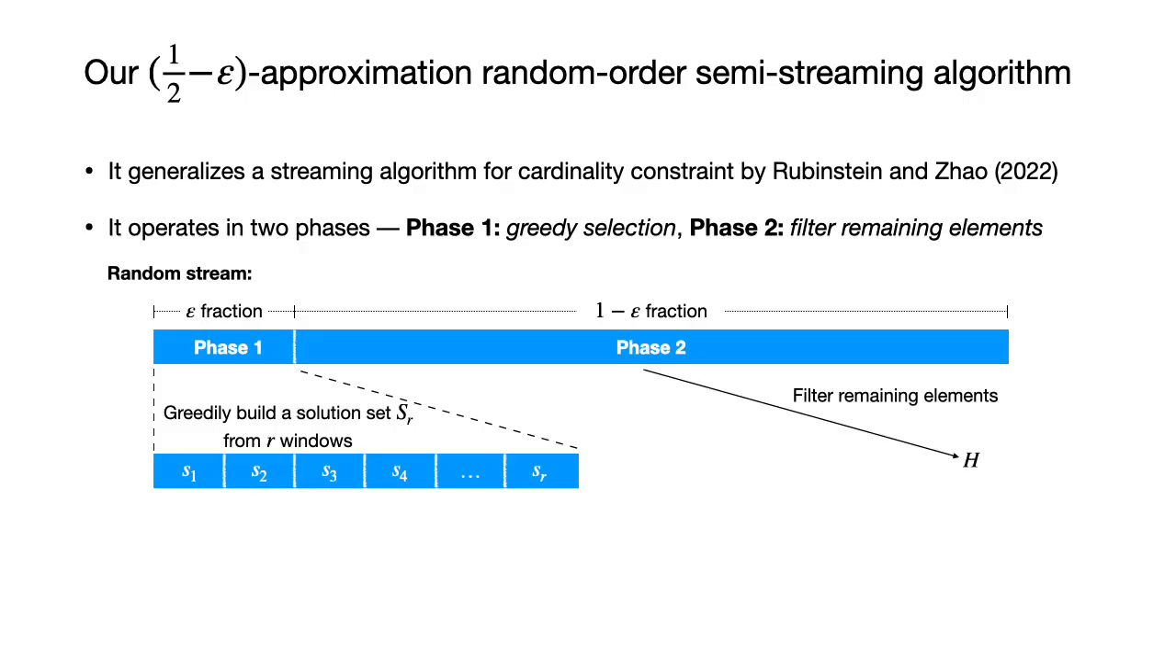In the second phase, we use the solution set constructed in the first phase to filter the remaining elements, and we let H store the elements that pass the filter.